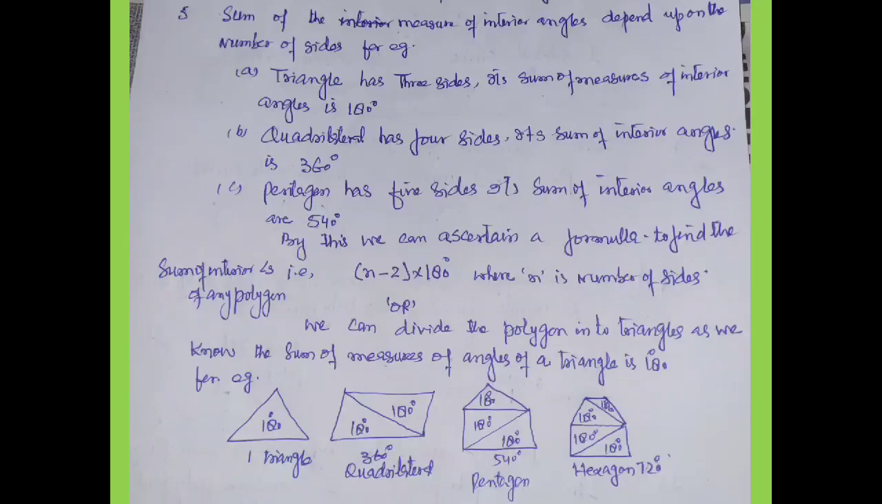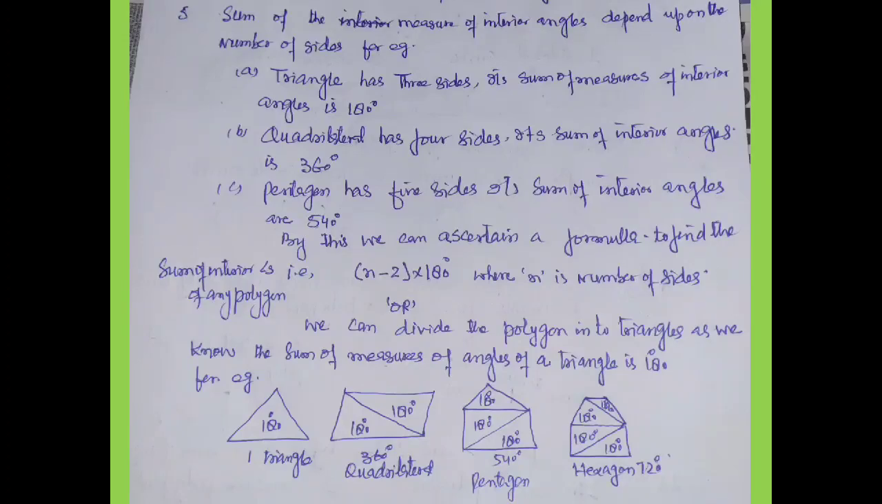By this we can ascertain a formula to find the sum of the interior angles of any polygon, that is (n minus 2) into 180 degrees, where n is the number of sides, which should be subtracted by 2, then multiplied by 180 degrees. That is the sum of the measures of its interior angles.